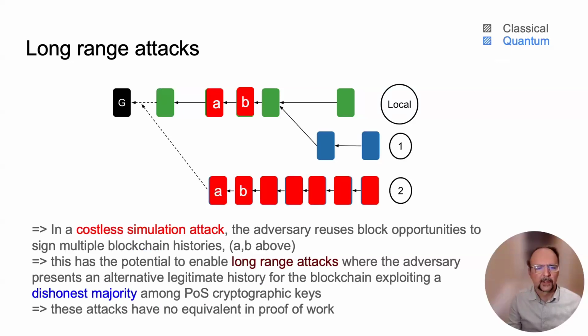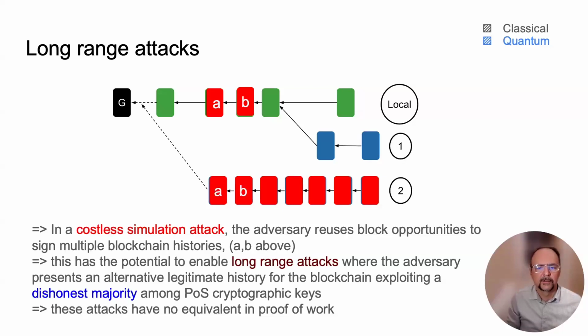Another application, which is very interesting, has to do with the so-called long-range attacks. A common, well-known and broadly discussed topic in proof-of-stake blockchains is what's called a costless simulation attack, where the adversary reuses block opportunities to sign multiple histories, like the cases of the blocks A, B above. This may lead to what's called long-range attacks, where the adversary can construct an alternative legitimate history for the whole blockchain if he has a dishonest majority among some proof-of-stake cryptographic keys that basically held control of the blockchain at some point in the past.